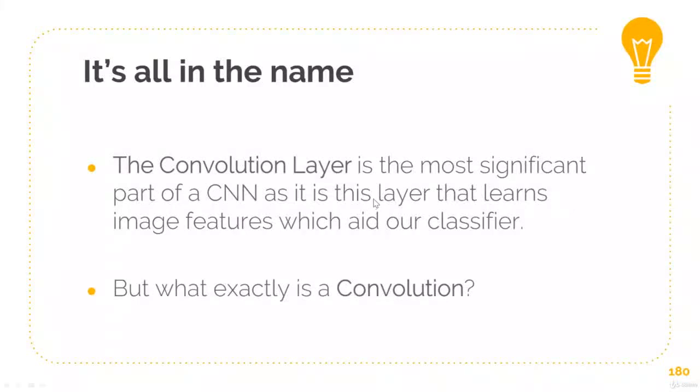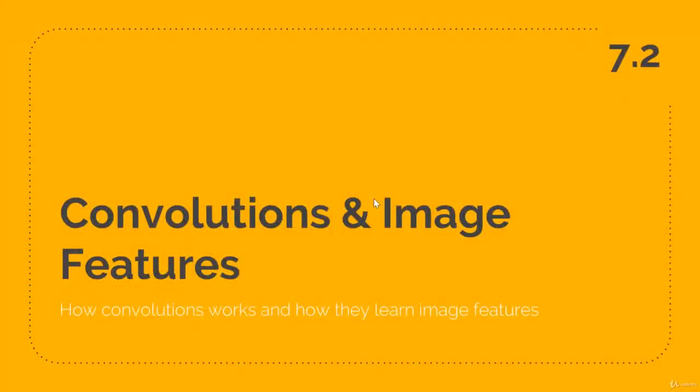Now, convolution is what allows it to actually learn image features. And I will explain again what image features are, but they're basically what our classifier uses to detect what's in an image. But what exactly is a convolution? Well, let's find out in chapter 7.2. Okay, so in 7.2 we are going to learn what convolutions are and what image features are. So let's begin.